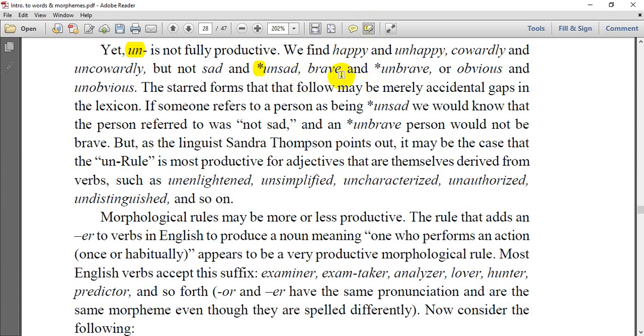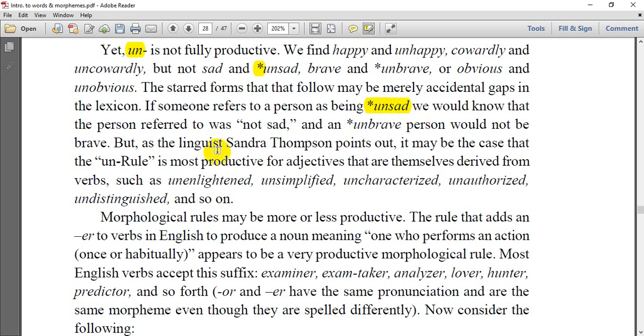And sad, and brave. The stirred forms that follow may be merely accidental gaps in the lexicon. If someone refers to a person as being unsad, we would know that the person referred to was not sad. And a brave person would not be unbrave.